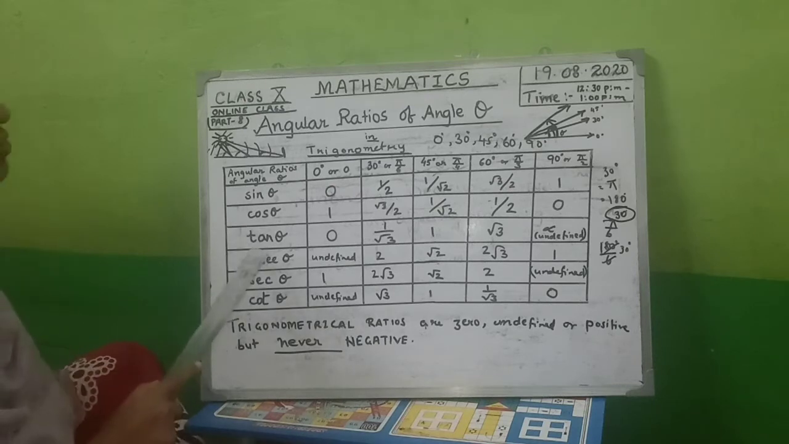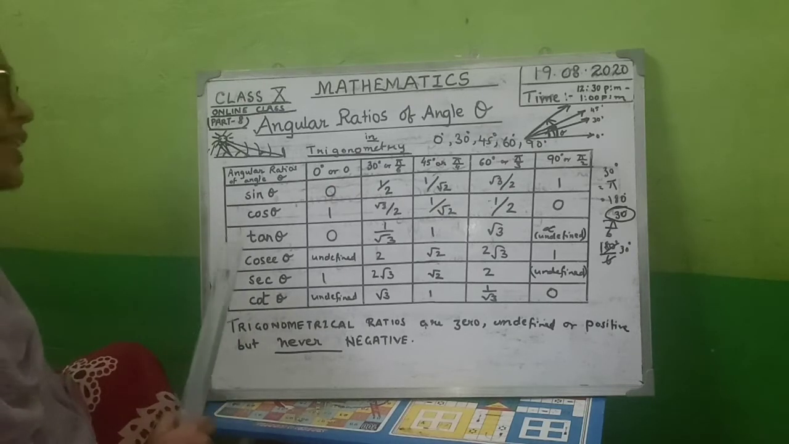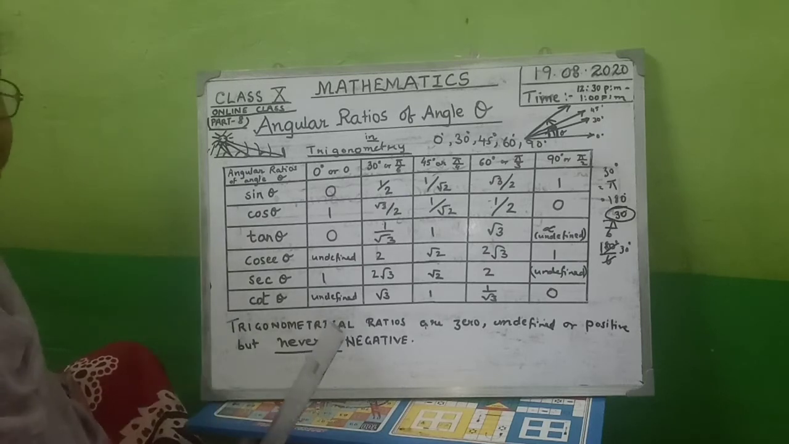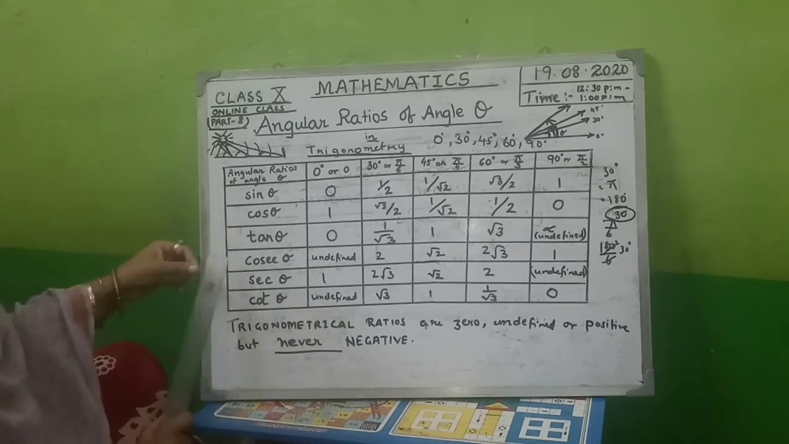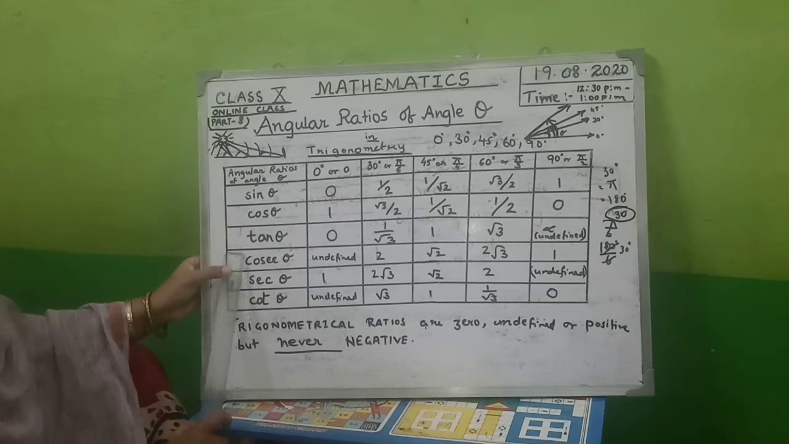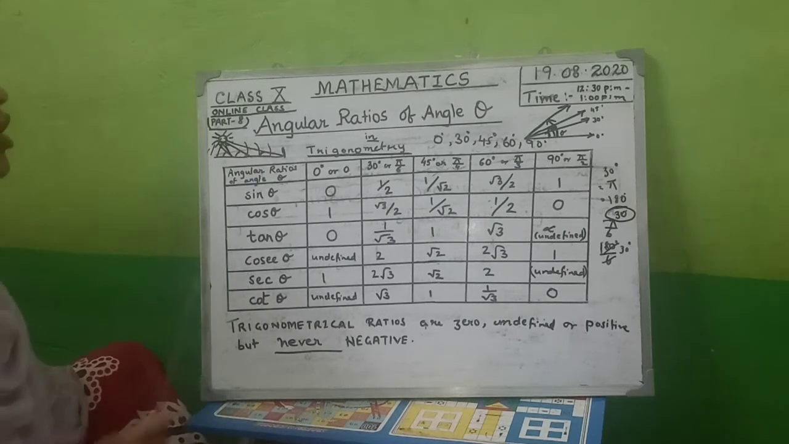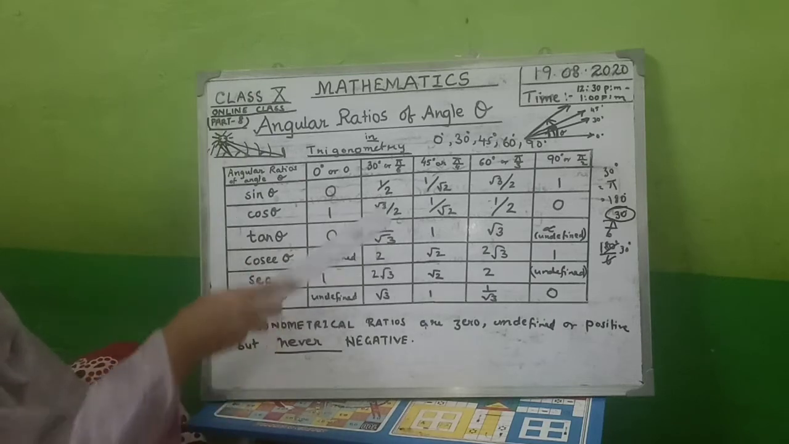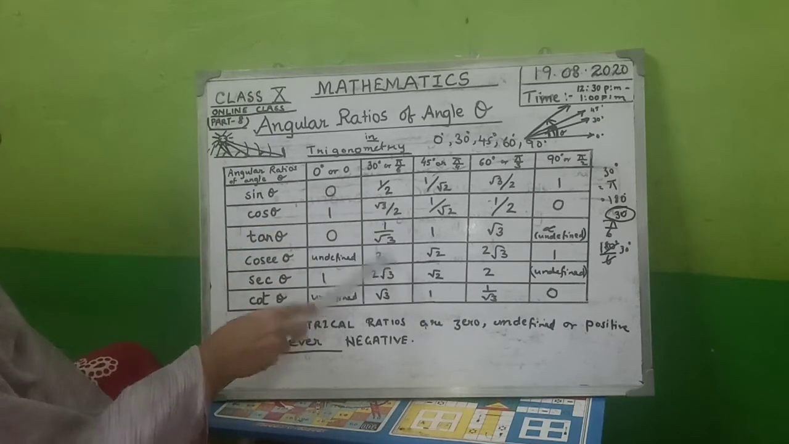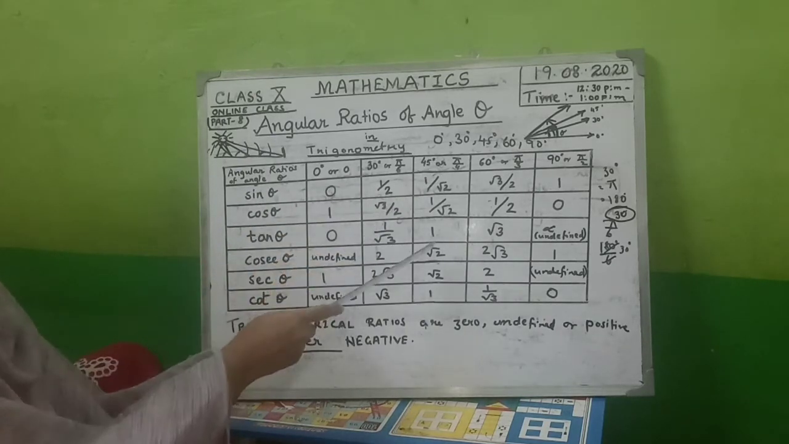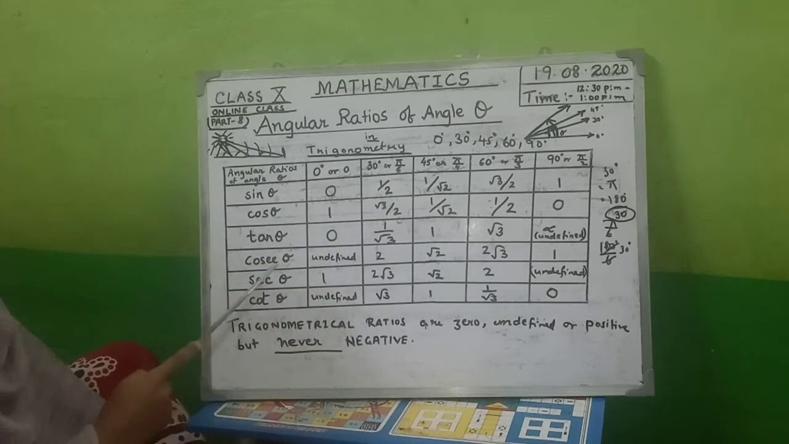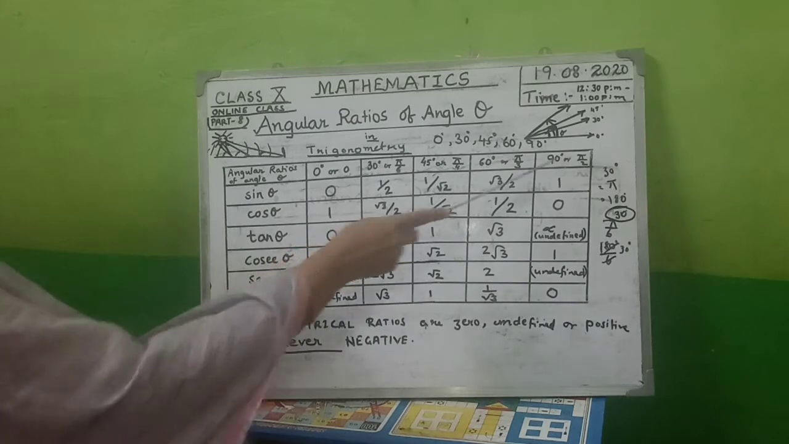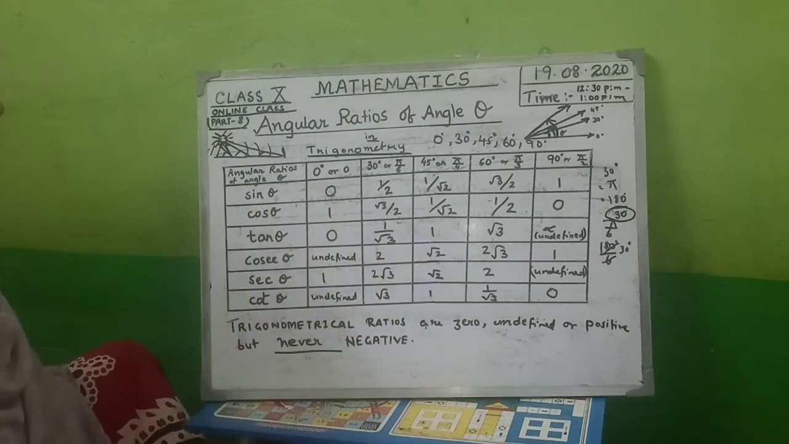Now we are coming to the next three ratios, that is cosec, sec and cot. There is also a very simple rule to remember these three ratios. Alright. Cosec theta is undefined at 0 degree. At 30 degree it is 2. At 45 degree it is root 2. At 60 degree it is 2 by root 3. And at 90 degree it is 1.